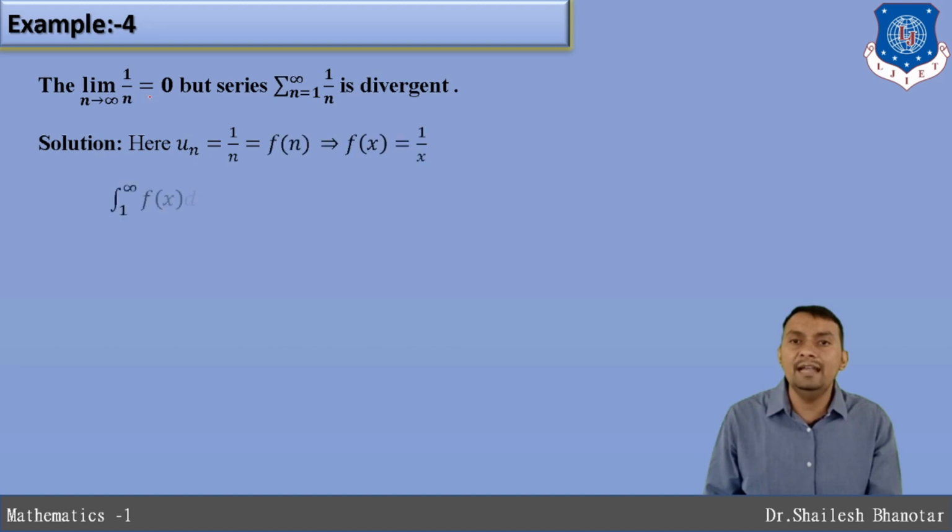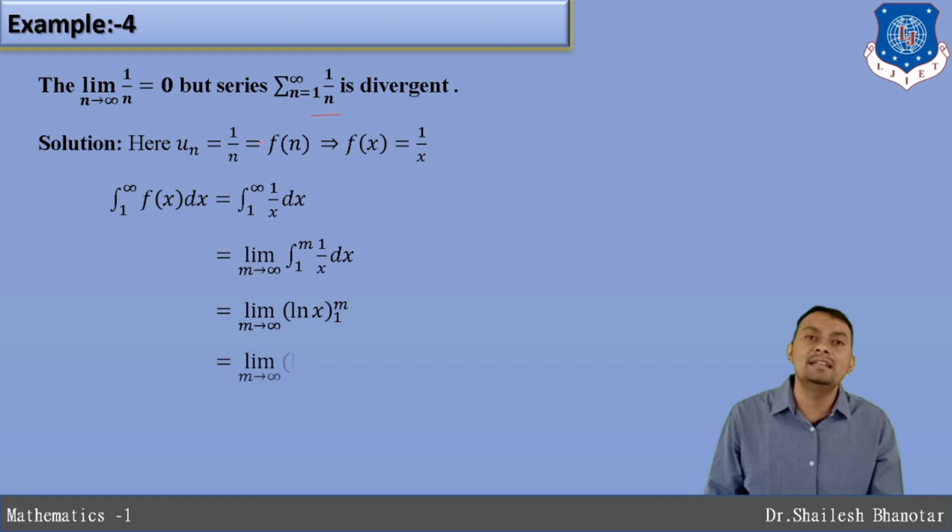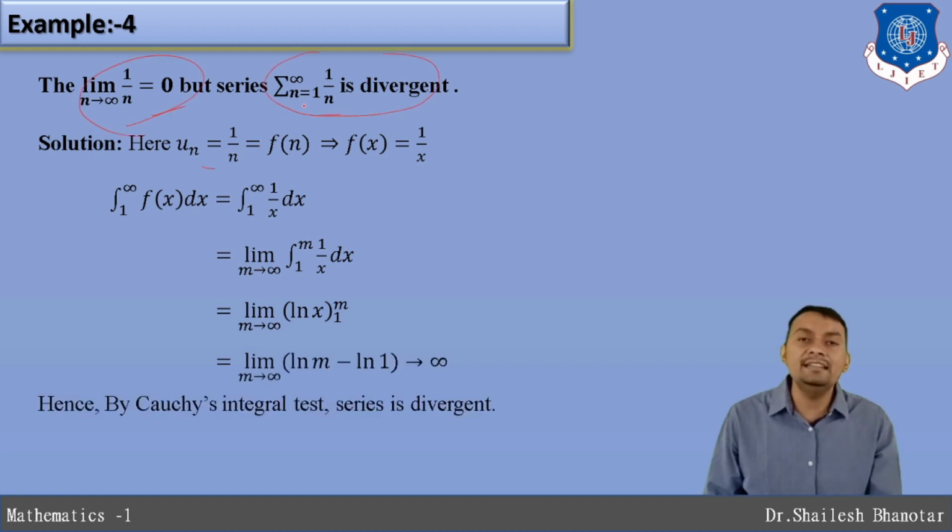Let us understand this one. The limit as n tends to infinity of 1 divided by n is equal to 0, but the series is the sum of 1 divided by n. So clearly the integral test will be applicable, because this function f of n is equal to 1 upon n, that is f of x is equal to 1 by x, which is continuous on 1 to infinity, and in fact it is decreasing. Therefore, according to the Cauchy integral test, you can apply it and you will get the answer infinity, and therefore the series is divergent.